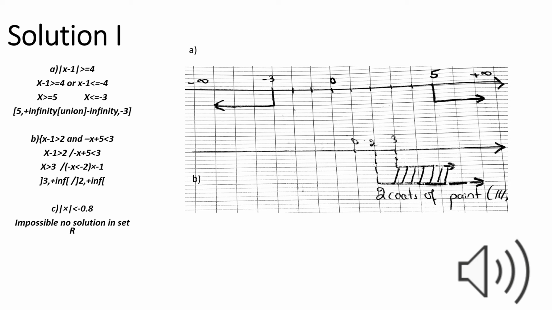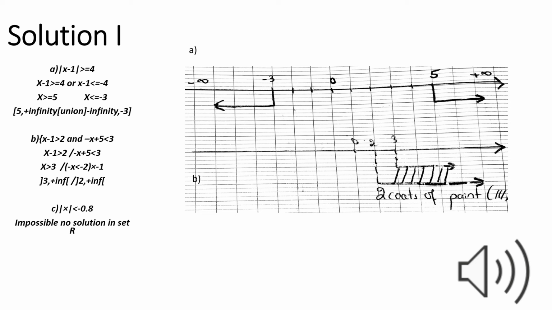If we want to write it as an interval in order to draw a number line, we have 5 till plus infinity, closed at 5, open at positive infinity. Open at positive infinity because it is unlimited, and closed at 5 because there is or equal. Union, open interval from minus infinity till minus 3, closed at minus 3 because there is or equal.